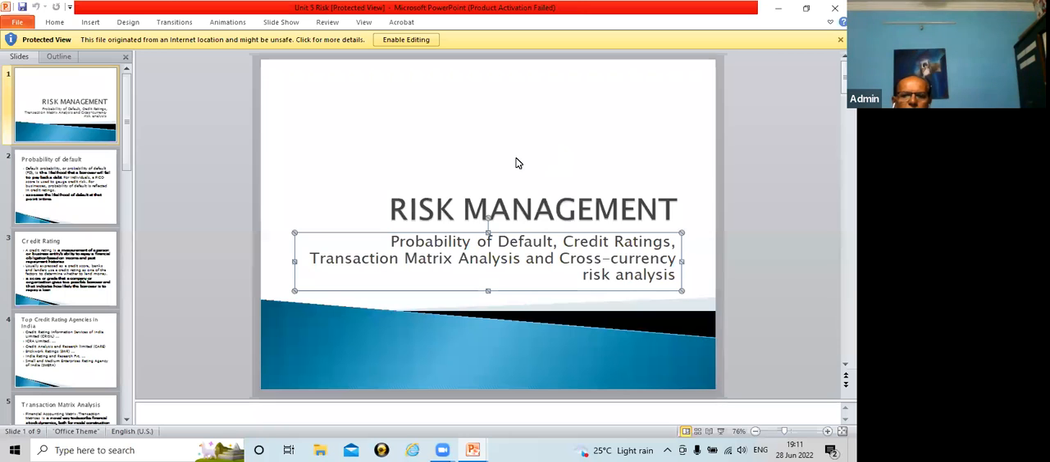This is unit number 5. The title of unit number 5 is Probability of Default, Credit Ratings, Transaction Matrix Analysis, and Cross Currency Risk Analysis. So this is all about PD. PD stands for Probability of Default. And these are all topics belonging to unit number 5. So today we will start our last unit, that is number 5.